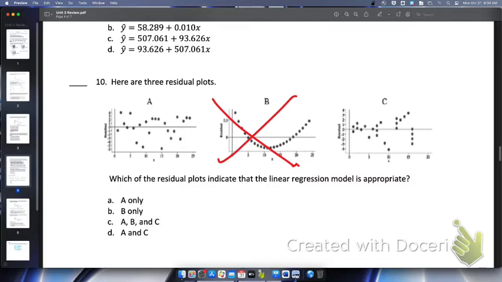I thought we were picking the residual one. It says, which of these, they're all residual plots. It says, which of the residual plots tell you that the linear model is good? Well, if you see a curve pattern, that's a bad linear model, because that means it's curved. That's bad. All right. So the answer is D. Cool?